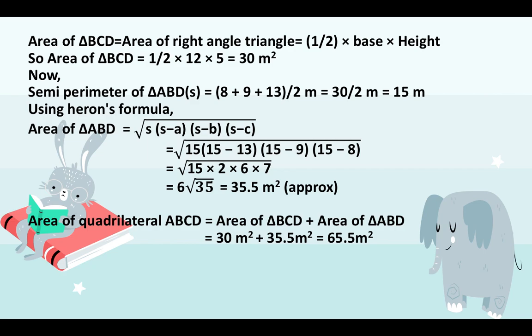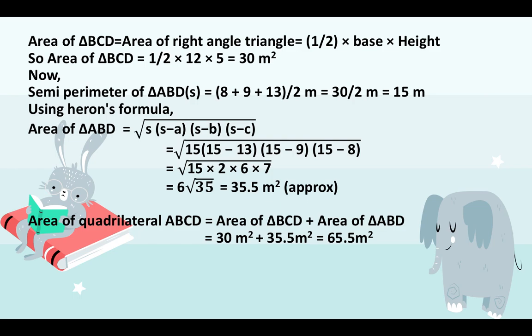On solving these brackets, I get 15 multiplied by 2 multiplied by 6 multiplied by 7. In this, I will do the factorization. I can write 15 as 5 cross 3, 2 I leave as it is, 6 can be written as 3 cross 2, and 7. So I have a pair of 2s and a pair of 3s. I will move one 2 outside and one 3 outside. So I am left with only under root 35 inside. So my answer is 6 under root 35. You can leave the answer as it is or you can calculate the under root value.